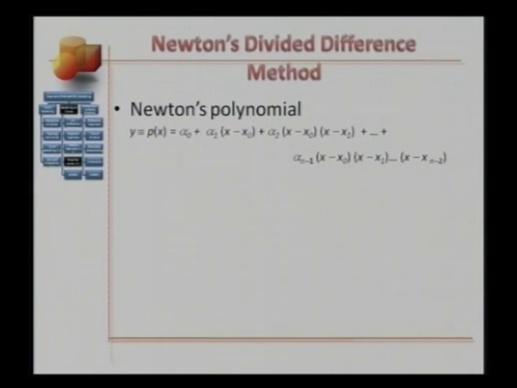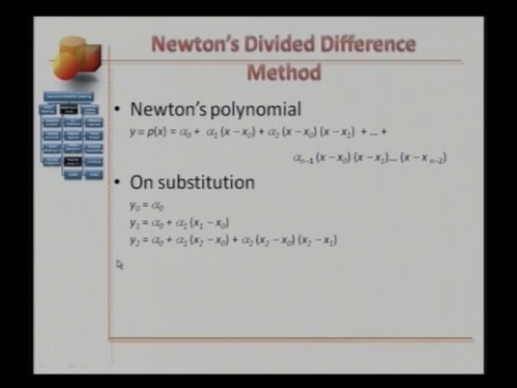Also recall how we computed these unknown constants. If we substitute y as y0 for x as x0, all these terms vanish, only alpha sub 0 remains, which is equal to y0. Second step, if we substitute for x1, y1, we have y1 equals alpha 0 plus alpha 1 times x1 minus x0. All these terms, starting from the third term over here, they'll vanish. We already know alpha 0. We would be able to compute what alpha 1 is.